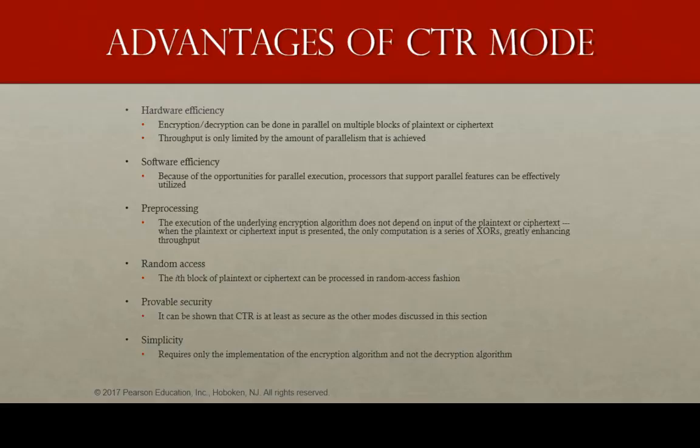Random access. The ith block of plaintext or ciphertext can be processed in random access fashion. With the chaining modes, a block cannot be computed until the prior block is computed. There may be applications in which a ciphertext is stored and it is desired to decrypt just one block. For such applications, the random access feature is attractive.